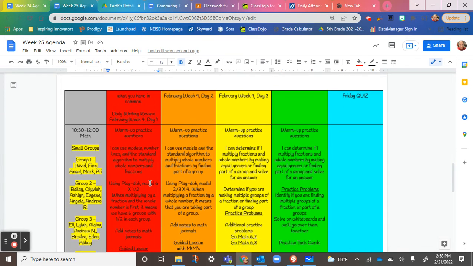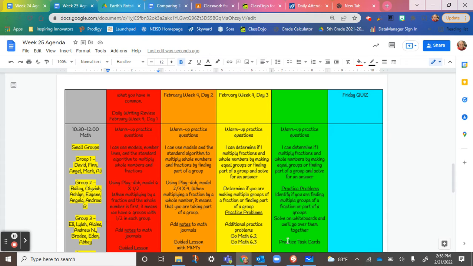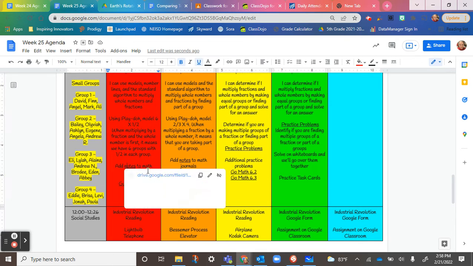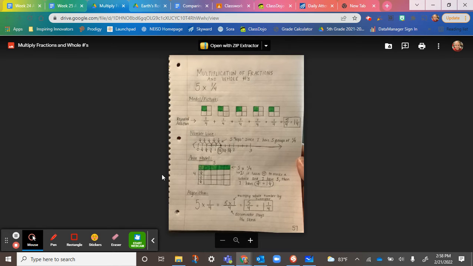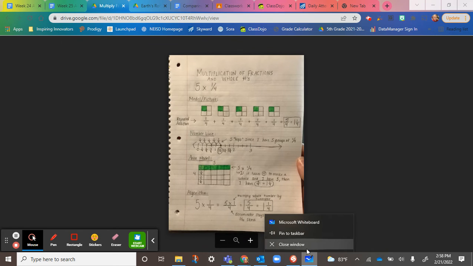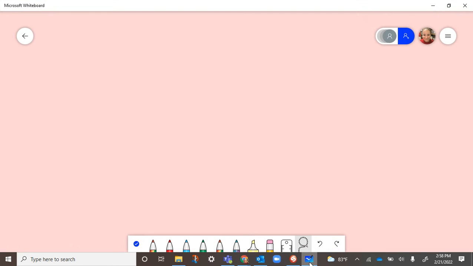And then in math, we started talking about multiplying fractions with a whole number. These were the notes that we took and put in our notebook. This was just going over different ways: looking at it with the model and the picture on a number line, and then the area model and the algorithm.